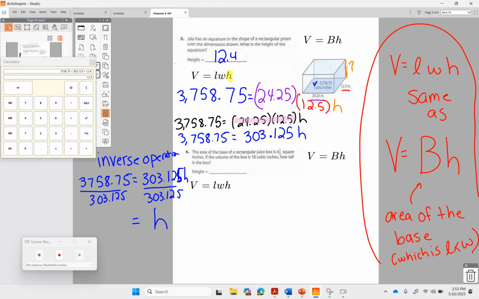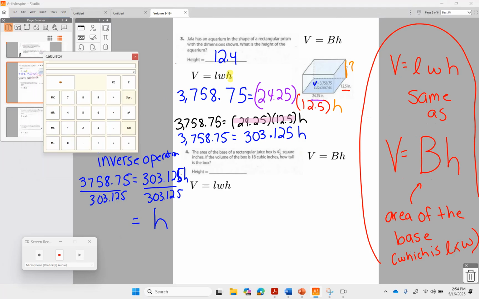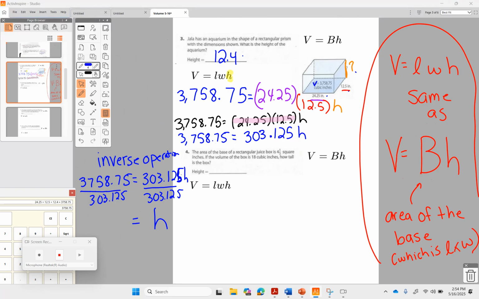I can plug it in and see if that works. I can take the length, 24.25, times the width, 12.5, times the height I found, 12.4, and I get 3,758.75. It matches. There was a lot of work there, okay? So let's erase my annotations and do another one.